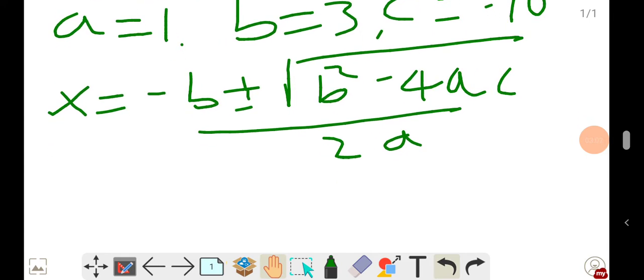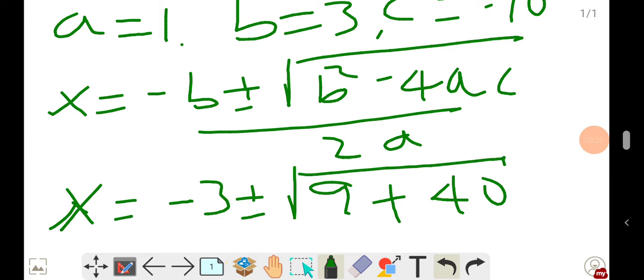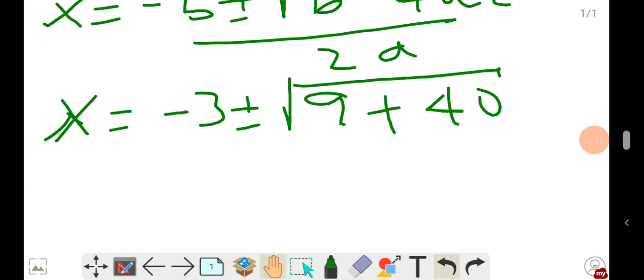So this is equal to x is equal to negative 3 plus or minus the square root of b squared, meaning 3 squared, which is 9, minus 4 times 1, which is 4. 4 times again negative 10 will be negative 40. So this will be plus 40, because negative times negative will be positive. Then the whole over 2a, and a is 1, so it will be 2 only.